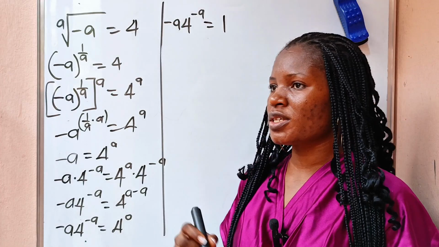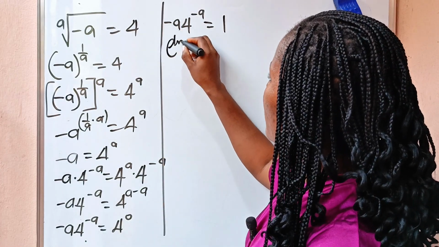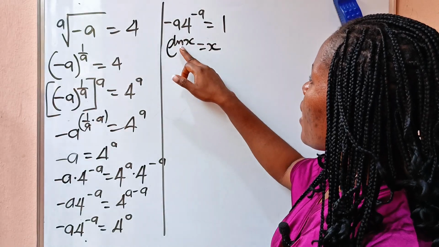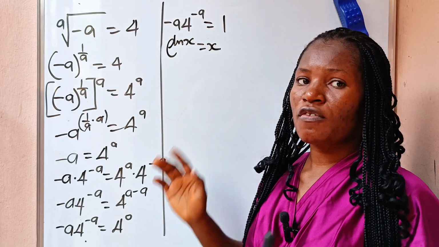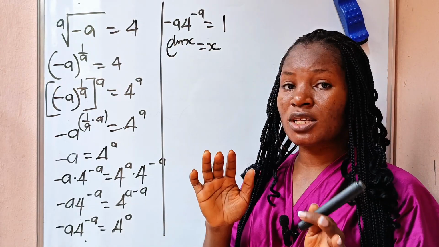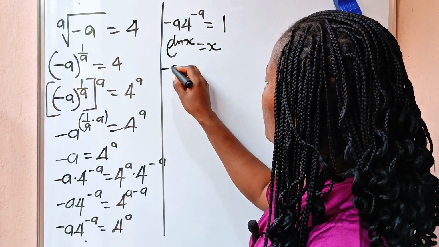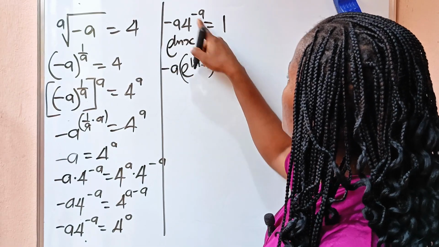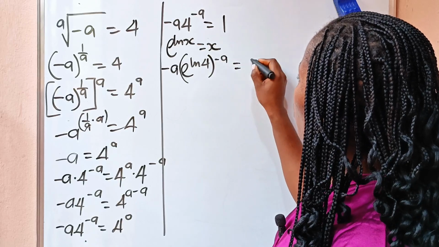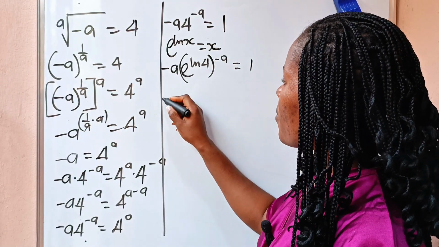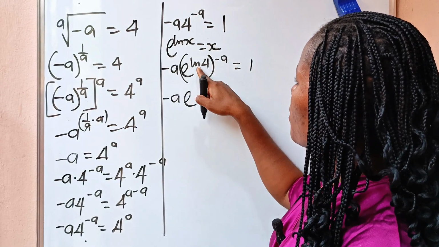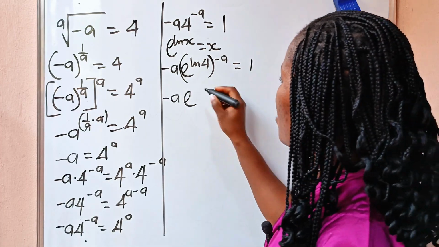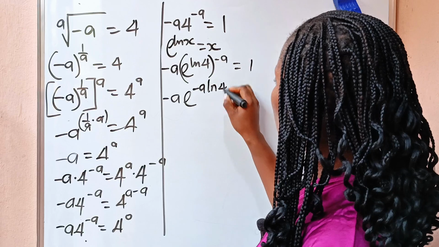Now I want you to note that when you have e to the power of ln x, this is equal to x. So that means that e to the power of ln 4 is equal to 4. So if I introduce that into our equation, I've not changed anything. So that's what I'm going to do now. Minus a, e to the power of ln 4, all raised to the power of minus a, is equal to 1. So we have minus a e to the power of, when you have two powers, you multiply them together. So when I multiply this by this, I will have minus a ln 4.